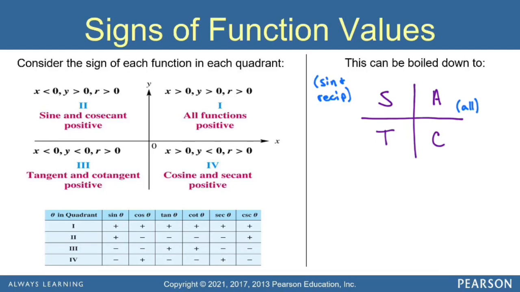In quadrant 3, the T stands for tangent, and so that means tangent and its reciprocal are positive in quadrant 3. The C stands for cosine. Now this is the only one where I think some people could get confused, because all of the functions that start with co, of course, have C as their first letter. But what we're looking at here is cosine. So we know in quadrant 4 cosine will be positive, and of course its reciprocal would also be positive.